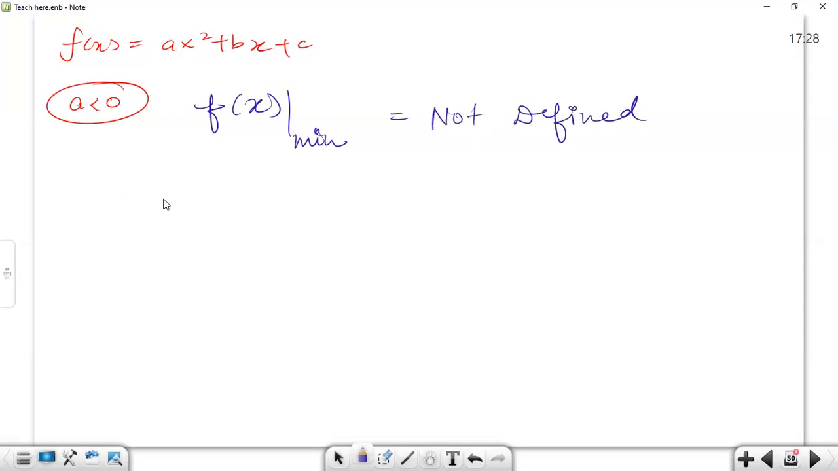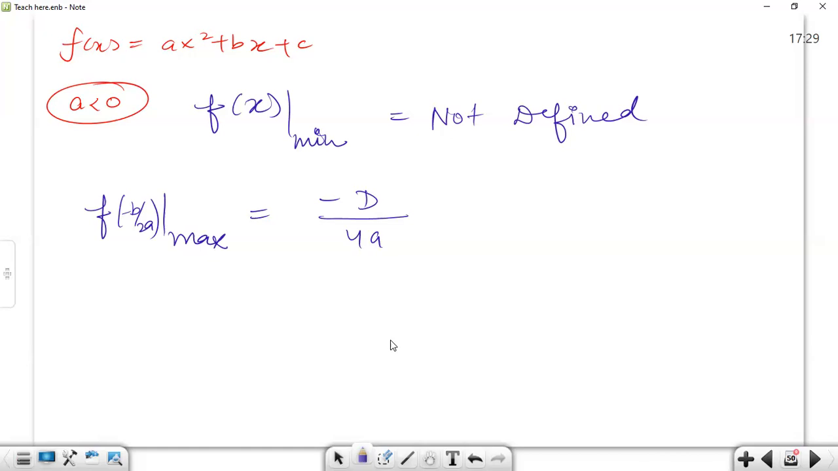Now further discussing the function's maximum value, it will be at minus of b by 2a, and it will come out as minus d by 4a. And how so, I have already explained in the previous slide. So this is about the maximum and minimum value of the quadratic function ax square plus bx plus c.